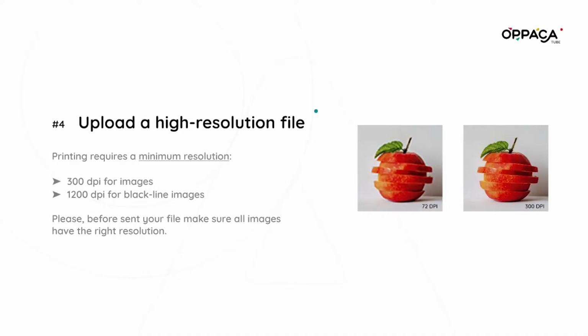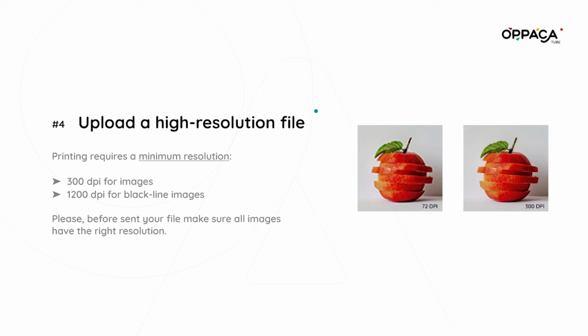Another mistake, upload a low resolution file. An optimal print file must be high resolution. What many do not know is that printing requires a minimum resolution, which is higher than that of a screen. Once printed, low-resolution images and graphics are blurred and pixelated. The typical resolution of 72 dpi (dots per inch) digital is therefore too low to guarantee an optimal printing resolution.